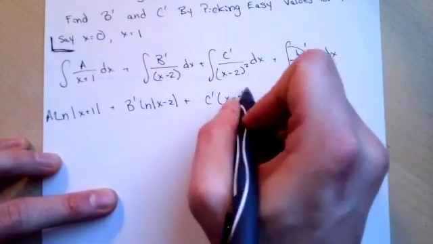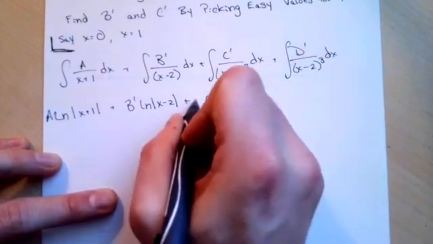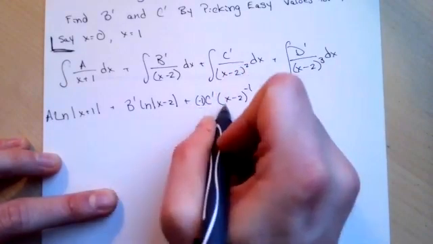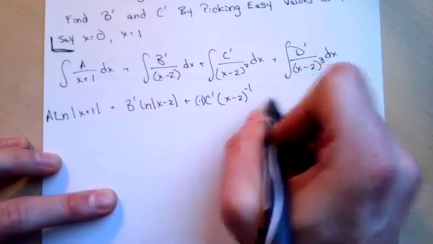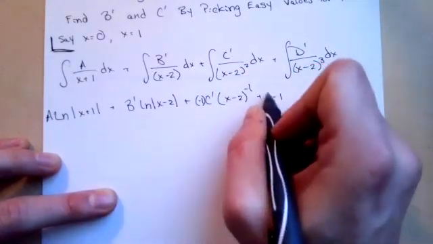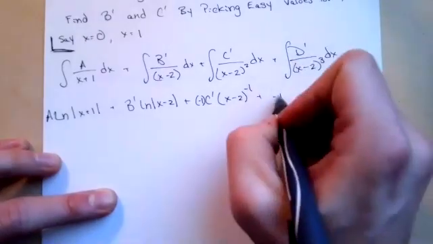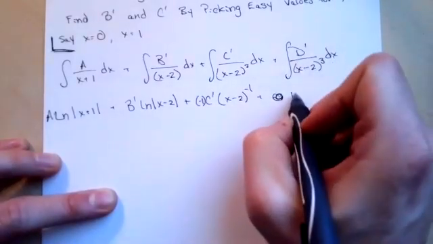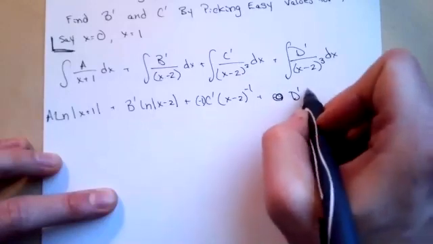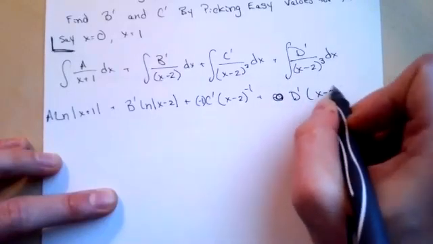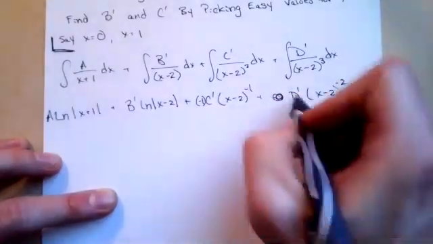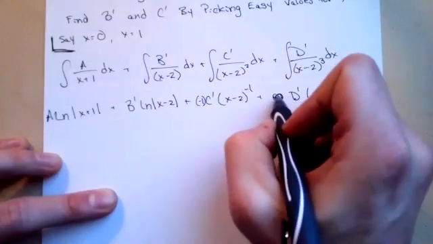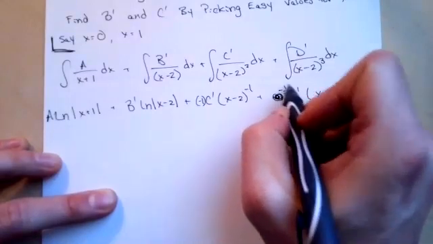(x minus 2) to the negative 1. Of course, we'll need a negative 1 here. And then we'll have a negative 1 with this guy. Actually, hang on one second. What's our constant going to be here? Plus D prime. Here we'll have (x minus 2) to the minus 2, and so we'll need a negative 1/2.